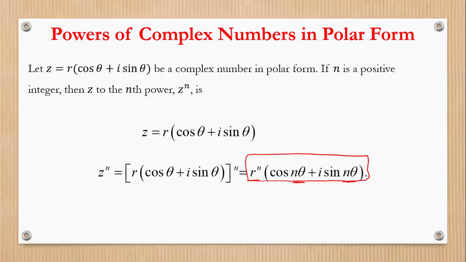Okay? And n can be any power. It depends on the problem. And as you see, raising a polar form to a power is much easier than raising a complex number. Because, for example, if they give you this number and they ask you to find z to the fifth power, you need to multiply these parentheses 5 times and then multiply it together 5 times.